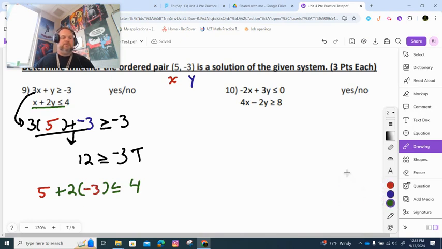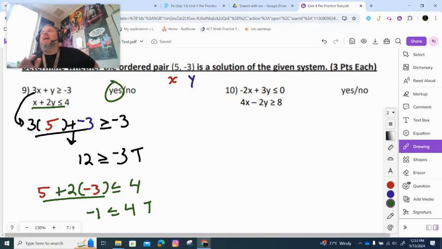All right, so plug this in. I get -1 is less than 4. Is -1 less than 4? Yes, true. Two trues make a yes. How many falses does it take to make a no? One. Okay, it only takes one false to make a no.